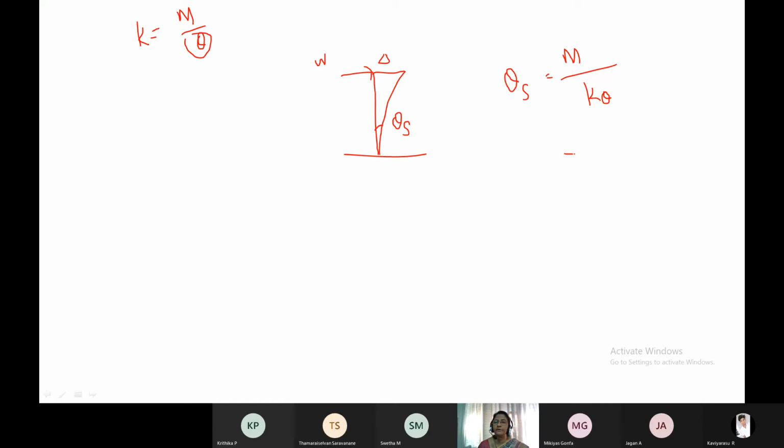What is that m here? What is the moment at the base? W into 14. What is the moment that is coming at the base? The height, divided by the stiffness. This stiffness we have already calculated. So you can find out what is the rotation at the base. So once you get the rotation at the base, then what is the deflection delta?